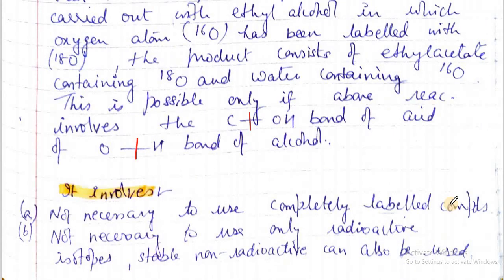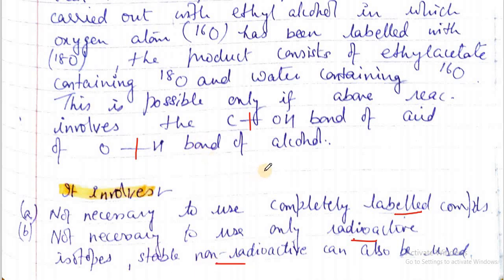It is not necessary to use completely labeled compounds, that is, all atoms labeled. Only a few can be labeled. Also, it is not necessary to use radioactive isotopes; we can use stable non-radioactive isotopes in isotopic labeling.